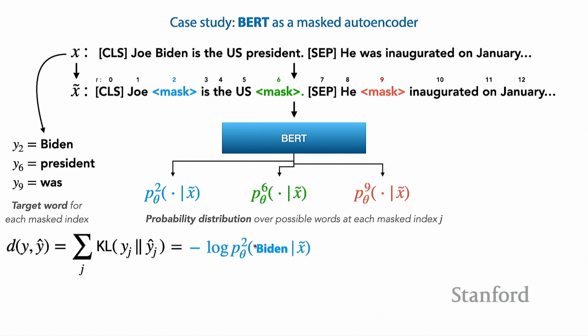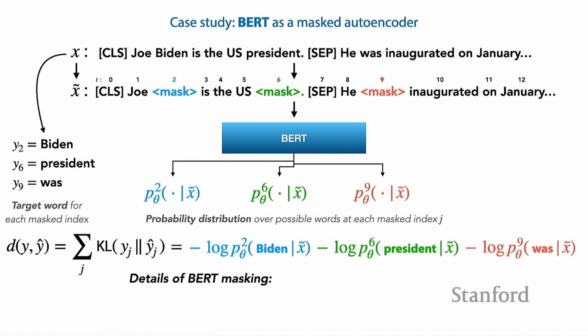What that works out to be is the negative log likelihood of Biden on the distribution for time step 2, the negative log likelihood of president for the distribution at time step 6, and the negative log likelihood of was at time step 9. We just sum those, or really often average in practice. This is our loss for training. Then we just optimize this end to end, and we are happy.